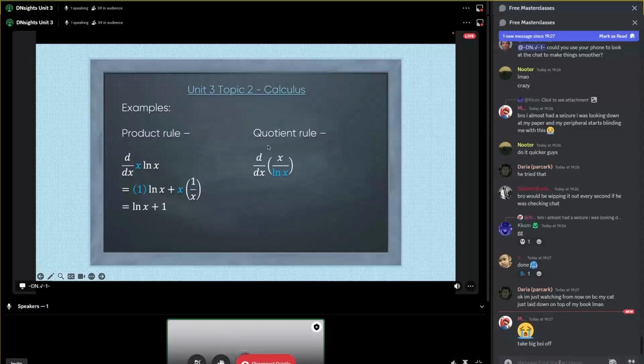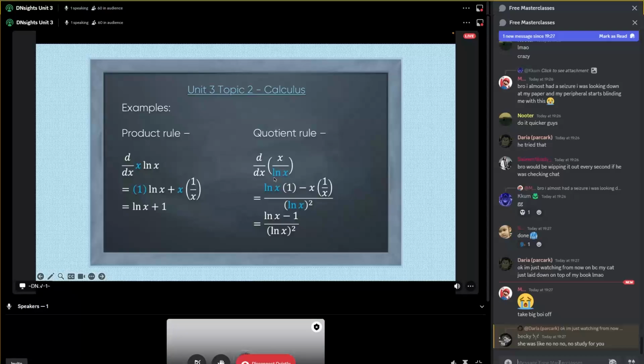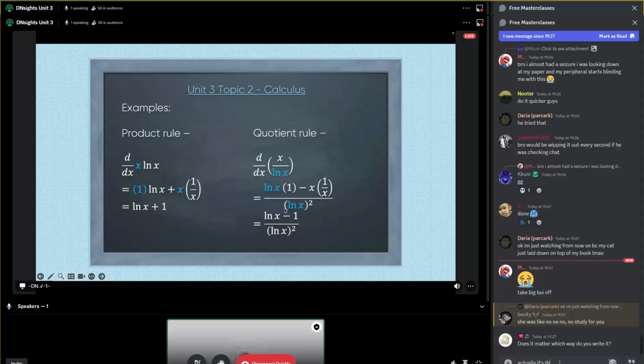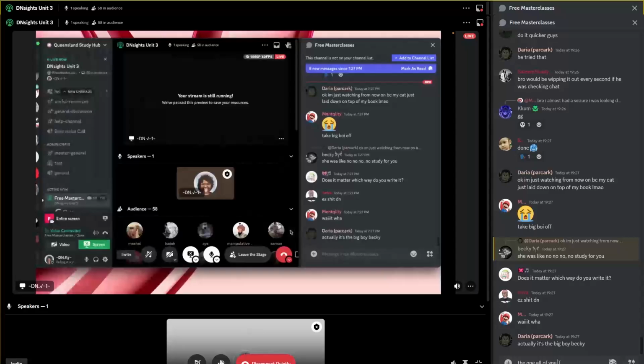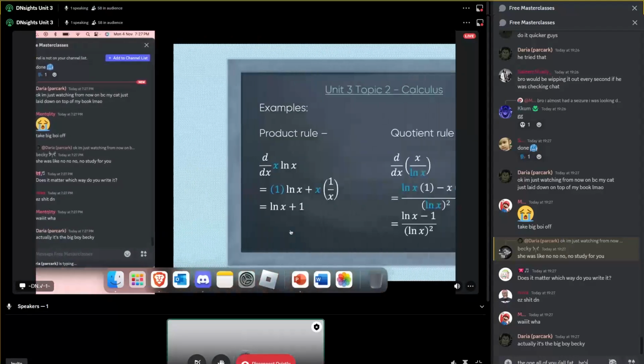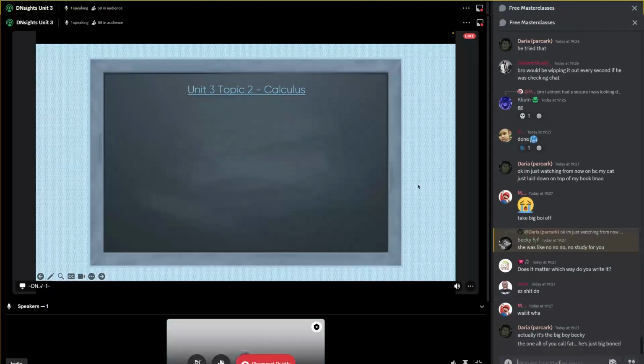Then for quotient rule, I do V. I've colored V in blue. So it goes VU prime minus UV prime over V squared. If you want to remember quotient rule, just remember it starts with V. And you should get this answer here, ln x minus 1 over ln x squared. Easy one.